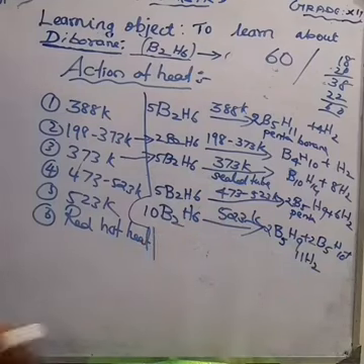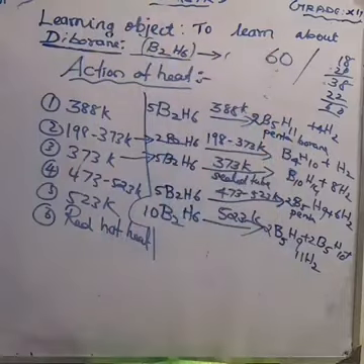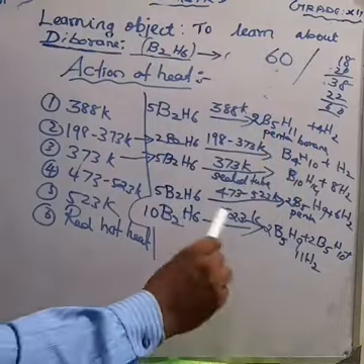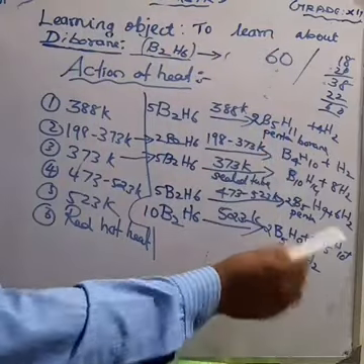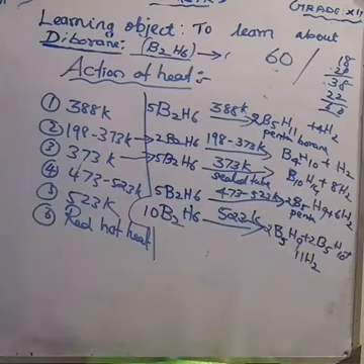Yes or no? Here we have 20 boron on the reactant side. What about the product side? 5 into 2 is equal to 10 and again 5 into 2 is equal to 10.